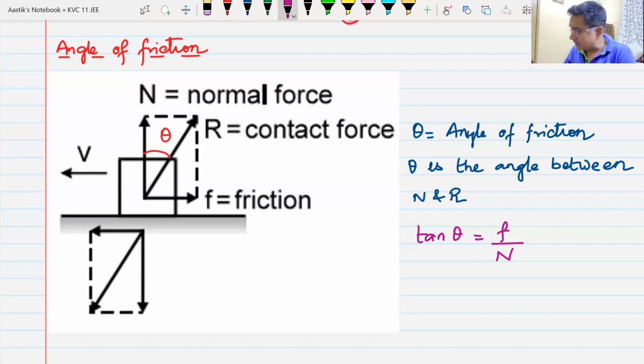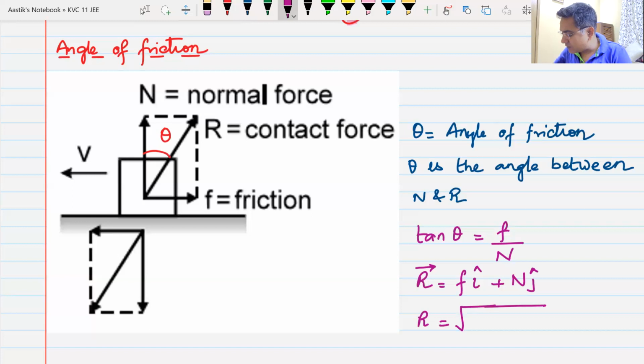Also from vectors, I can write this reaction force R in vector form. It has two components. In this case, F, the frictional force component, is along i, and the normal force component is along j. The angle of this reaction force with the normal reaction is the angle of friction. And if I have to find the magnitude of the reaction force, I can find it by the square root of F squared plus N squared. This is your reaction force.